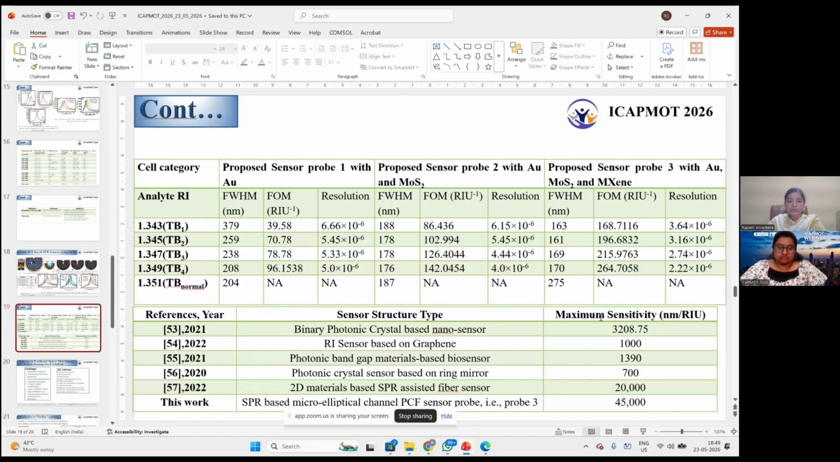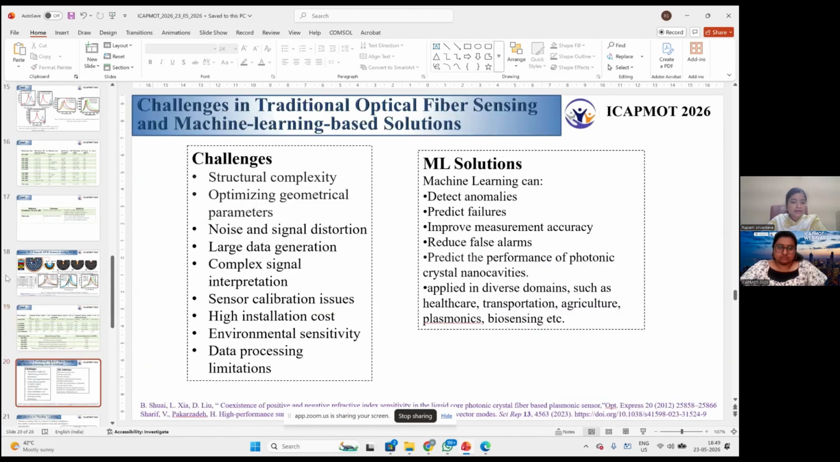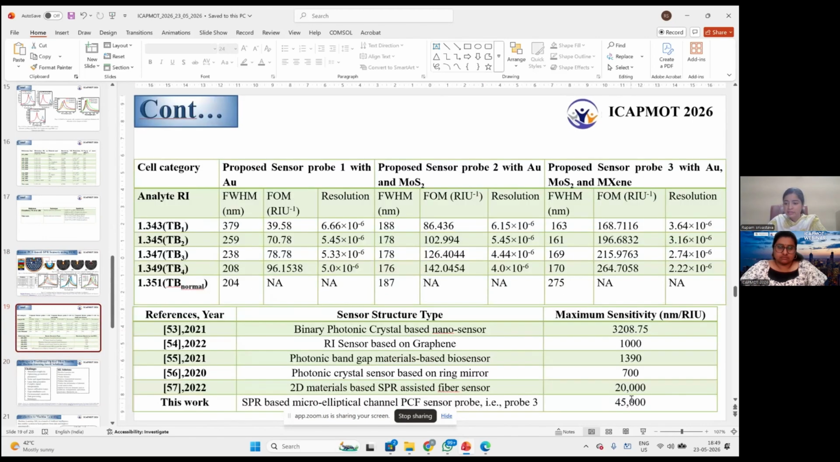This table is all about the previous results. This has been tabulated. Here we can see that our proposed work has obtained the maximum sensitivity of 45,000 nanometer per RIU, in comparison with the reported literature works.